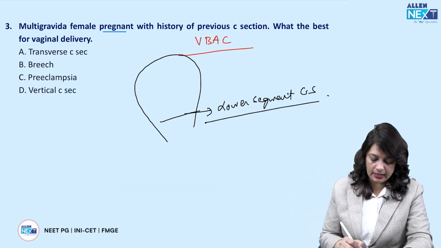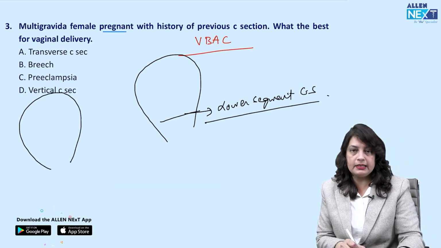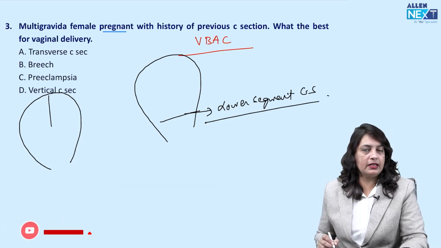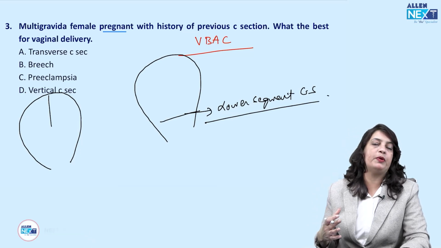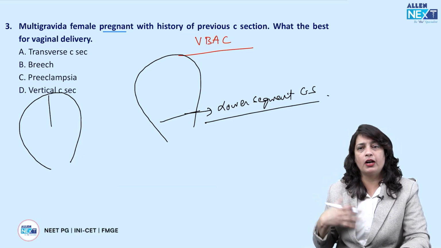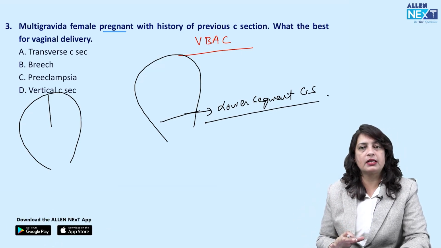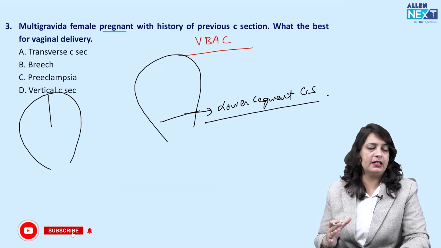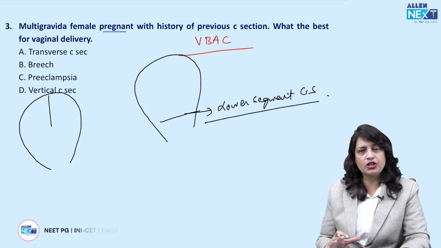Now if there is a classical cesarean, in that case there is an increased chance of it rupturing in the next pregnancy. So it has to be a planned cesarean section the next time. Now if there is a scarred uterus and presently in the pregnancy it is a breech presentation, so any malpresentation is a contraindication for VBAC.